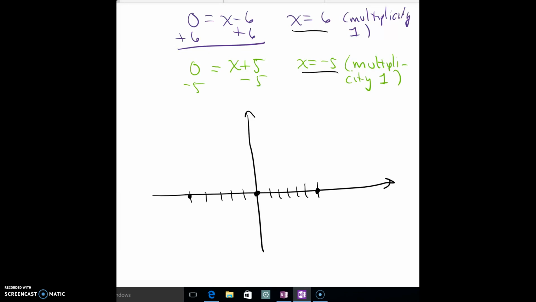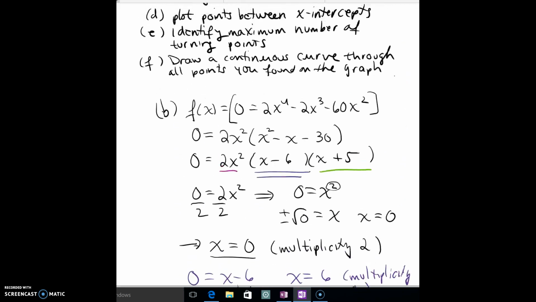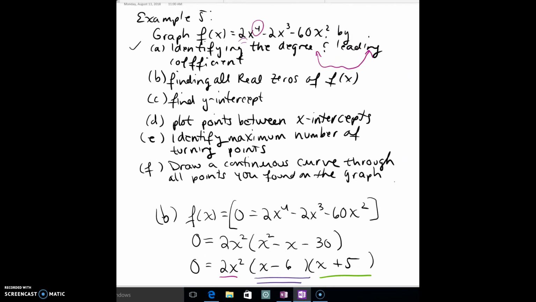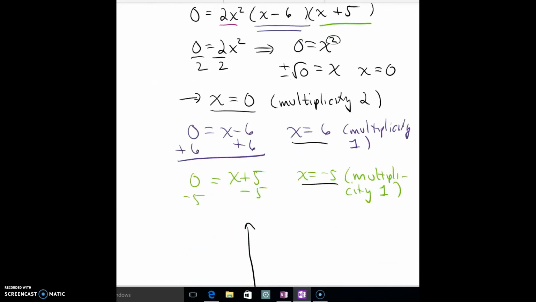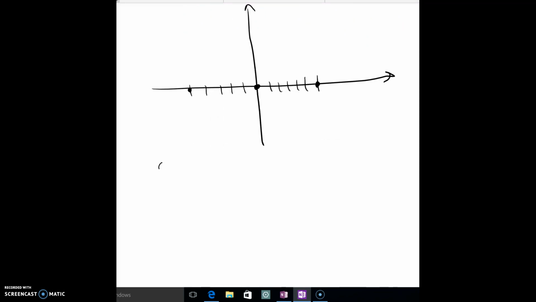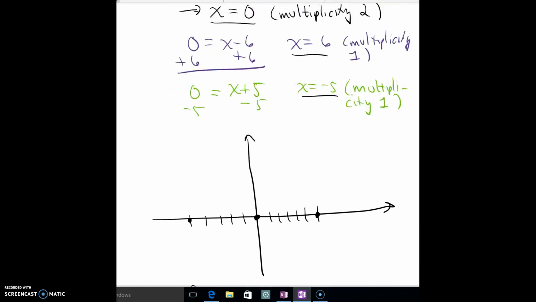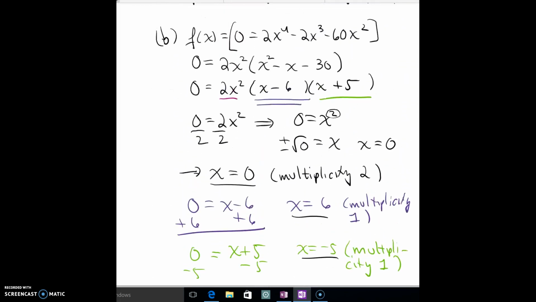Okay, so 3 x-intercepts. The next thing that we want to do, we took care of part A, we took care of part B. We want to find the y-intercept. So to find the y-intercept, we're going to substitute 0 in for x. So I'm going to go back to my original equation and put in a 0 every time I see an x, and it's going to look like this.